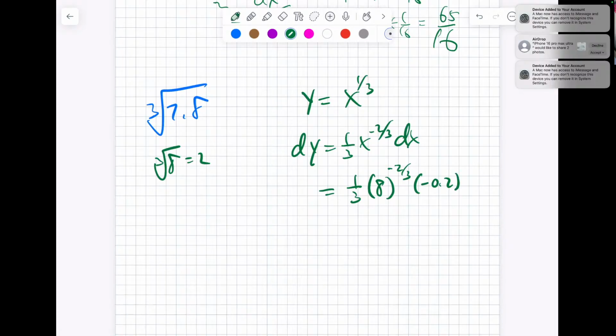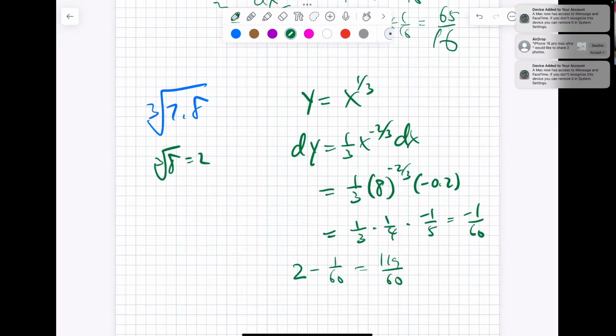Not positive, because there is a small difference of 0.2. It's going to be less. It's going to reduce that value. So it'll be 1/3 times 1/4 times negative 1/5, so negative 1/60. It's 7.8 to 8, so therefore it's going to be the known value minus 1/60. You can see they are very, very accurate.